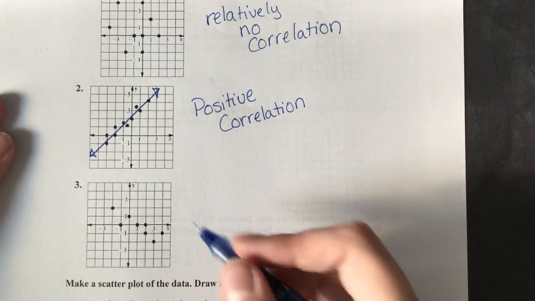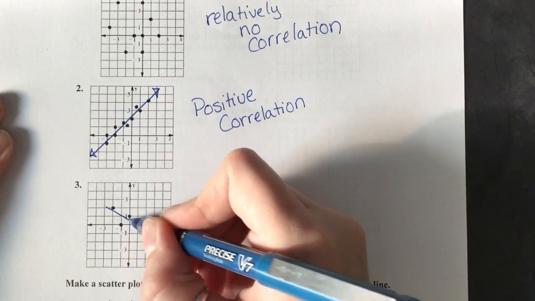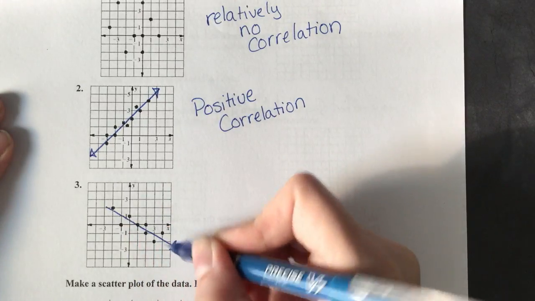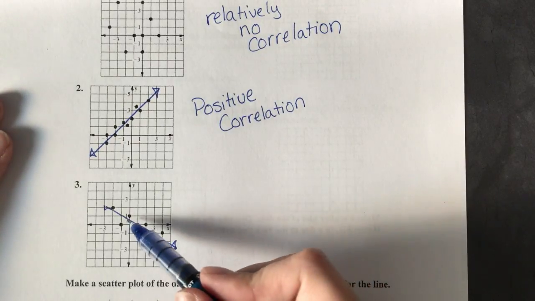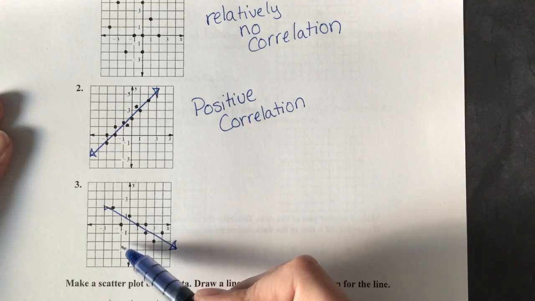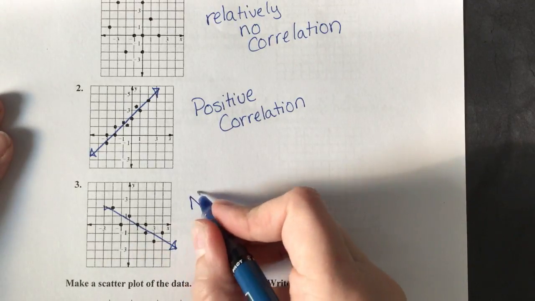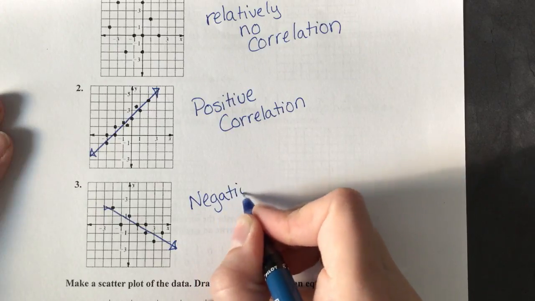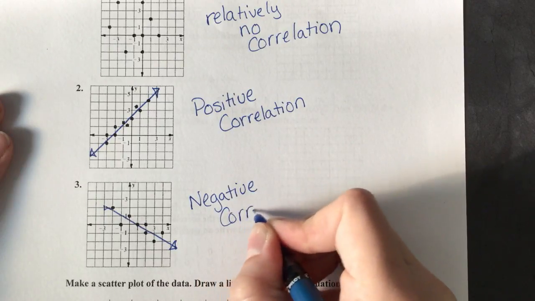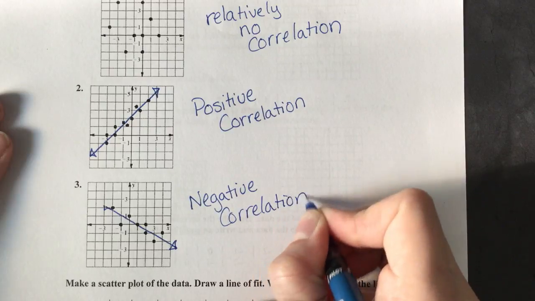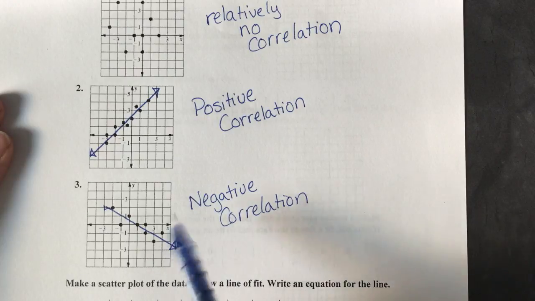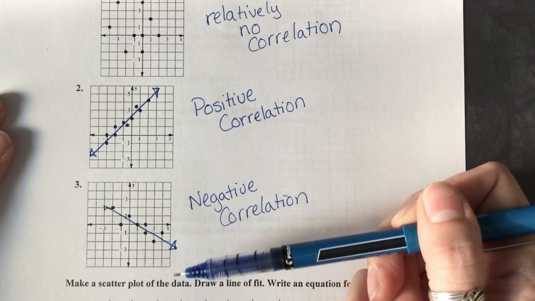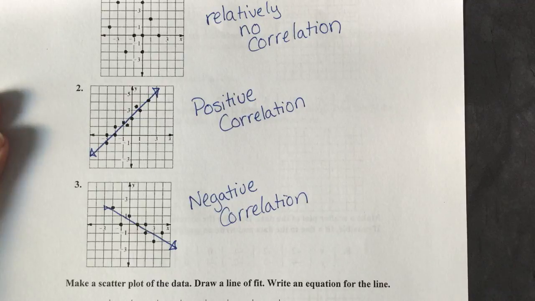And the third one, if I were to draw my line of fit, these ones don't fit as well as the last one, but that's still pretty close to most of the dots. To count my slope, I'd be counting down and forward, so that would be a negative slope. So as the x values are getting bigger, the y values are doing the opposite. They are getting smaller.